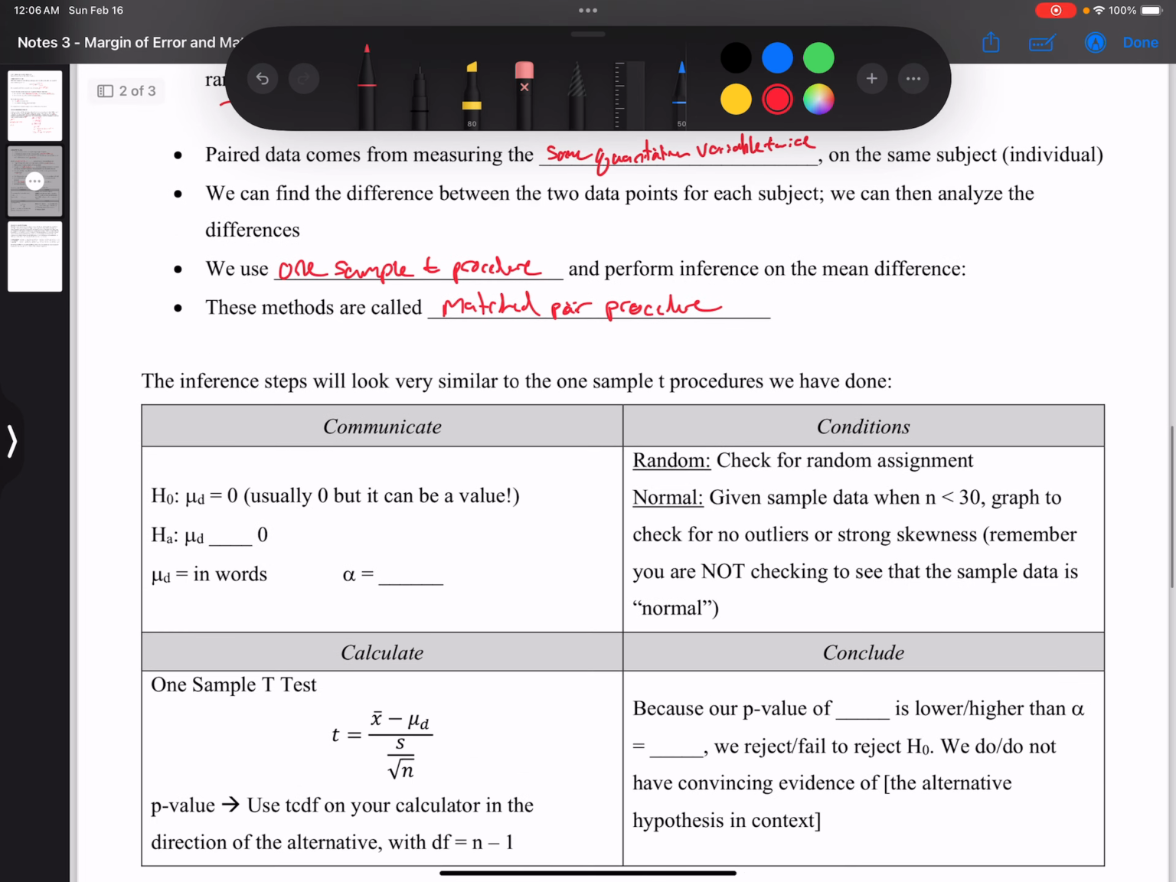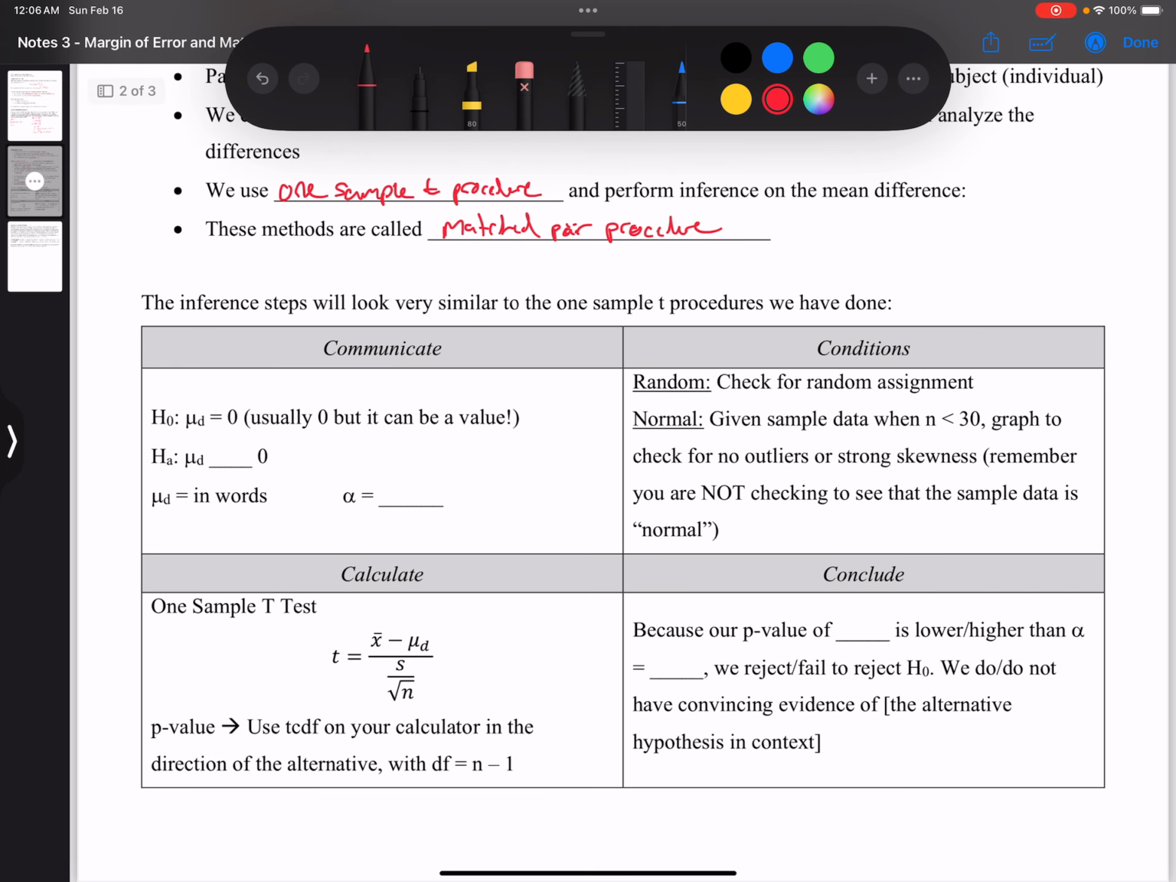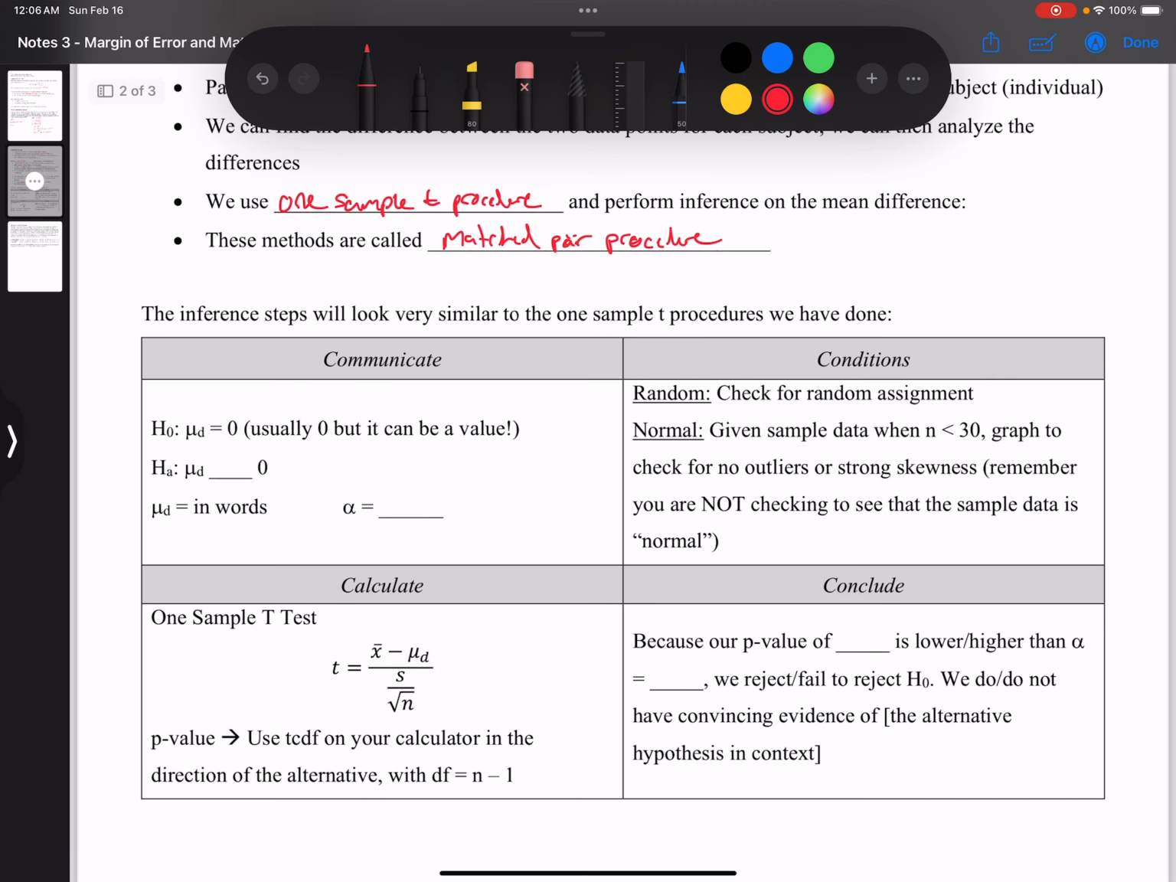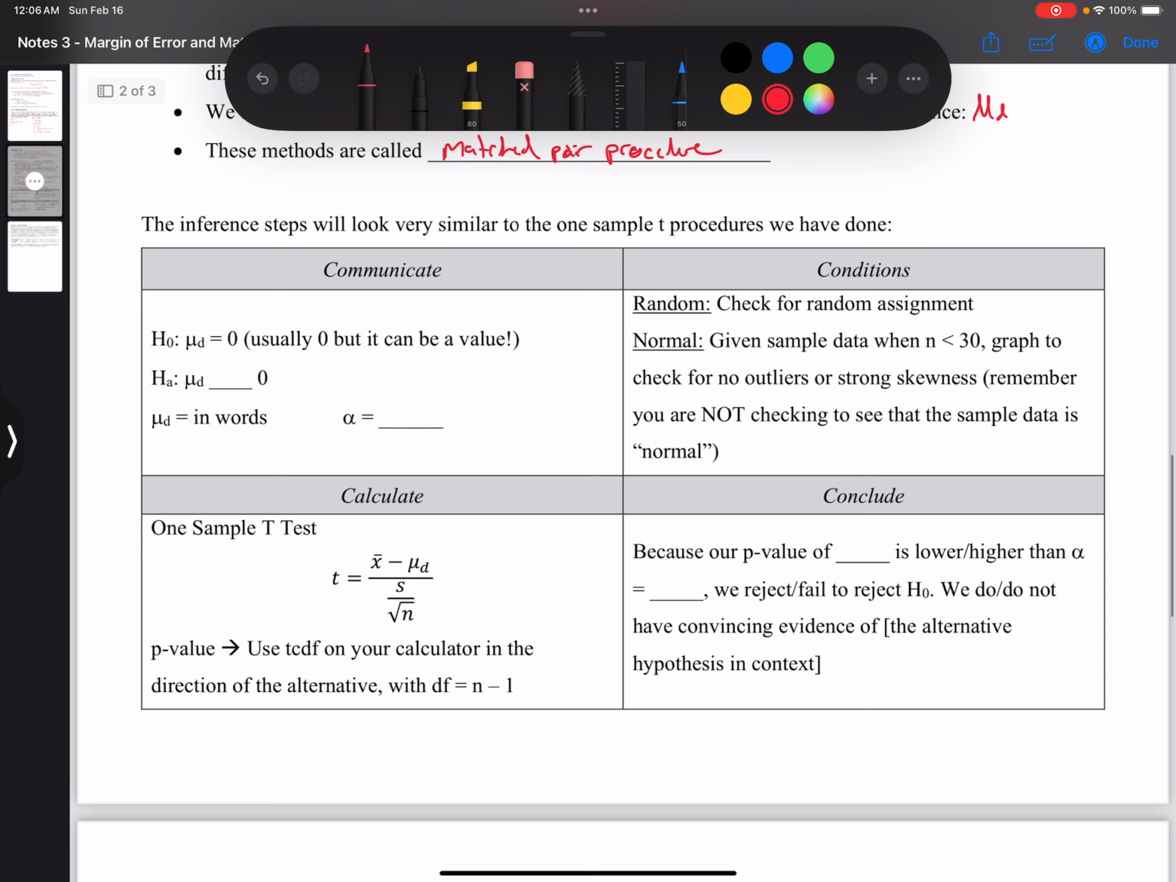Okay, so we still have the same four steps that we've seen in a while. Okay, all right, we still have to communicate, and it's still a significance test, so it's just the same as it's always going to be, but we're going to be using mu of the difference. Okay, so mu d. All right. So just go ahead and read through these. There's nothing really different about this piece. But go ahead and read through that.